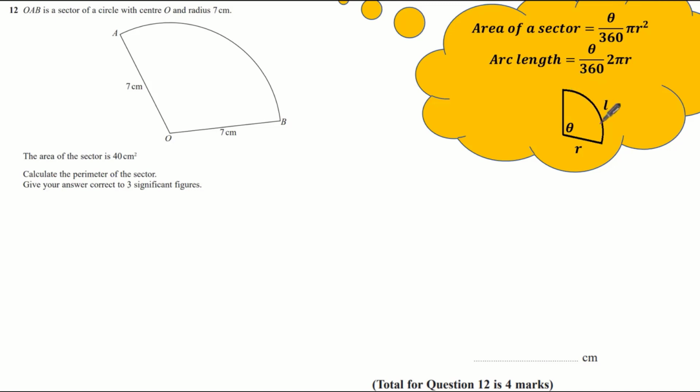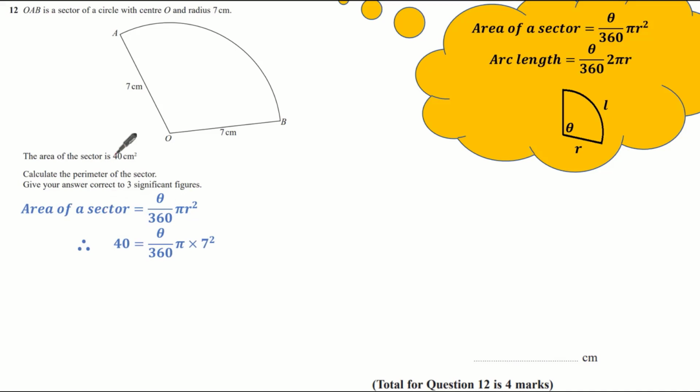To work out the arc length, it's the fraction of our circle multiplied by the formula for the circumference of a circle, which is 2 pi r. So now we've recapped, let's substitute what we know. Well, we know to work out the area of the sector, it's theta over 360 pi r squared.